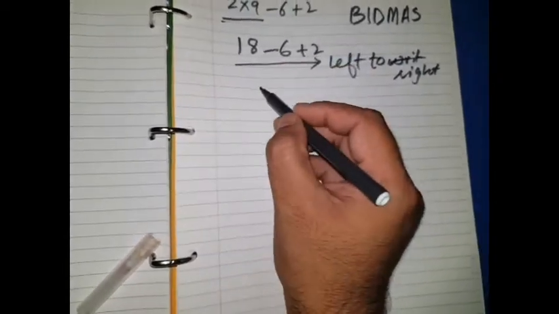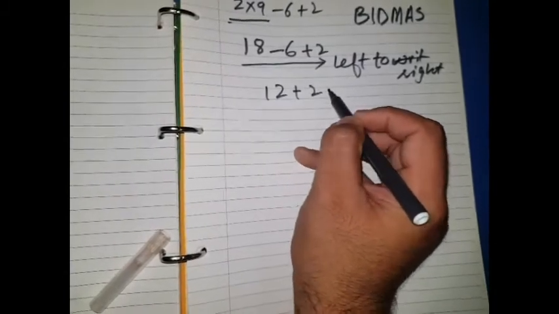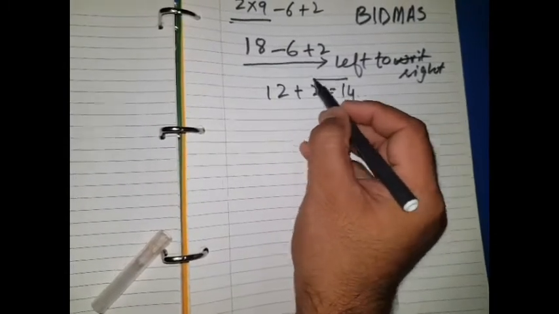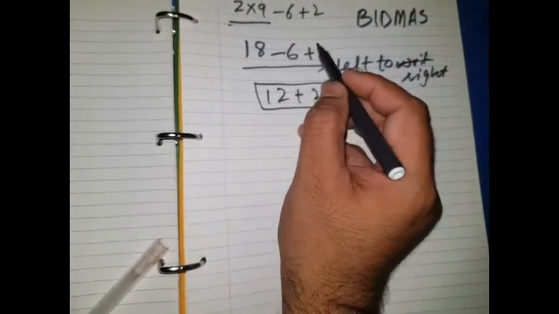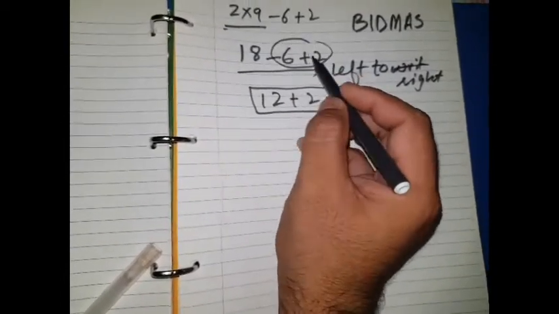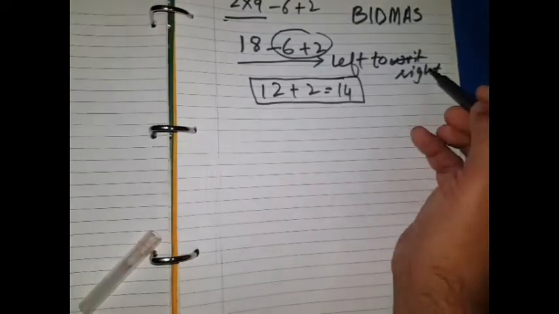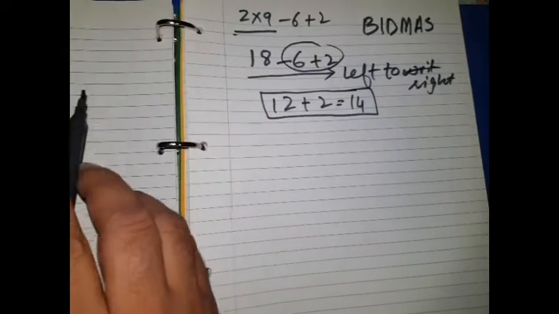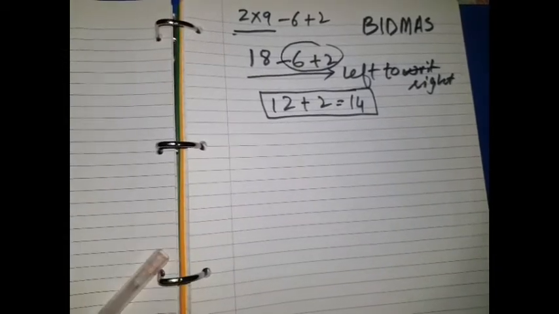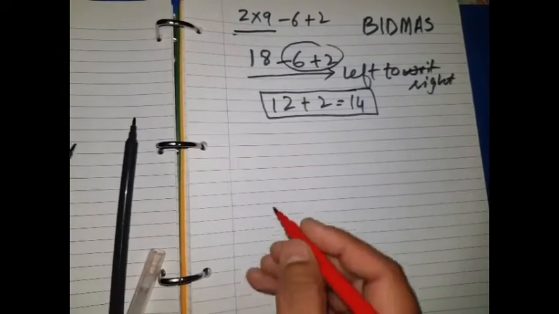So what I'm going to do is, I'm going to do first this side. 18 minus 6 makes what? 12 plus 2 makes what? 14. So 14 is going to be my answer. What I did now, instead of doing this addition first and then doing subtraction, I did left to right. So 18 minus 6 makes 12. 12 plus 2 makes 14. So in this case, 14 will be my right answer. I'm going to do another example here.